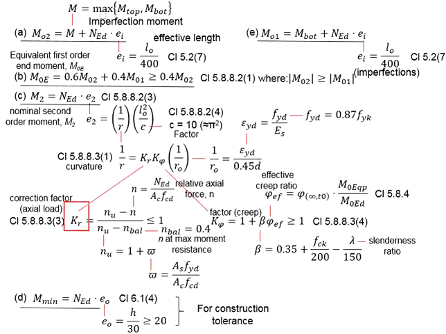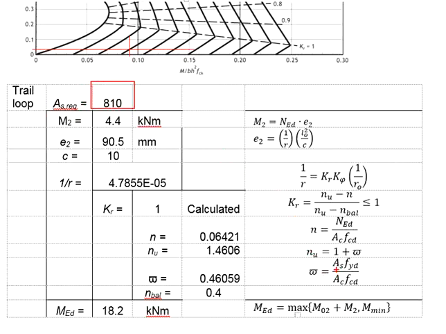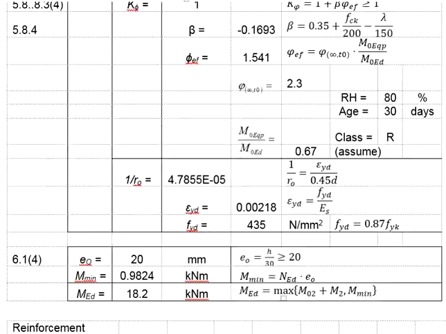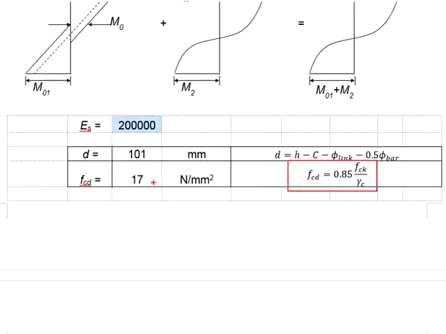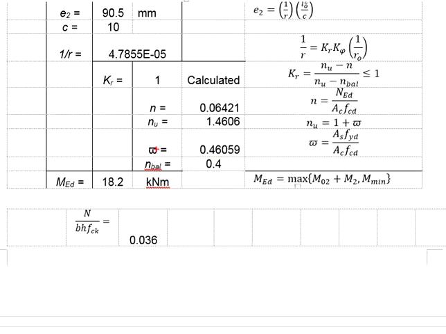To check if the assumed KR is the same as the calculated, substitute the AS at 810 mm square into the equations for the omega. Multiply FYD, which is calculated from these equations, 435, divided by AC, 150 times 300, and also divided by FCD. From these equations, your FCD is equals to 17. Get the omega, substitute into the equations, get the NU. Calculate the N, NED divided by area of the column divided by FCD. Substitute the relevant value with N balance assumed to be 0.4.